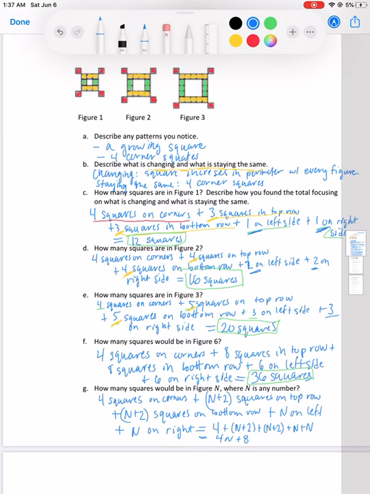Okay, so if you want to, substitute in the figure number for n, and then multiply by 4 and add 8. Okay, so it's important to kind of know where the 4n comes from. Where are the 4 squares that I'm adding each time? And where are the 8 original squares? We can ask those questions.